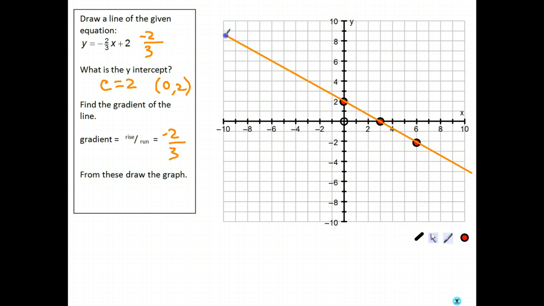And I think that's not too bad. So there's the graph of y equals -2/3 x plus 2. So looking at the process again, start by plotting the y-intercept, which is the constant term.